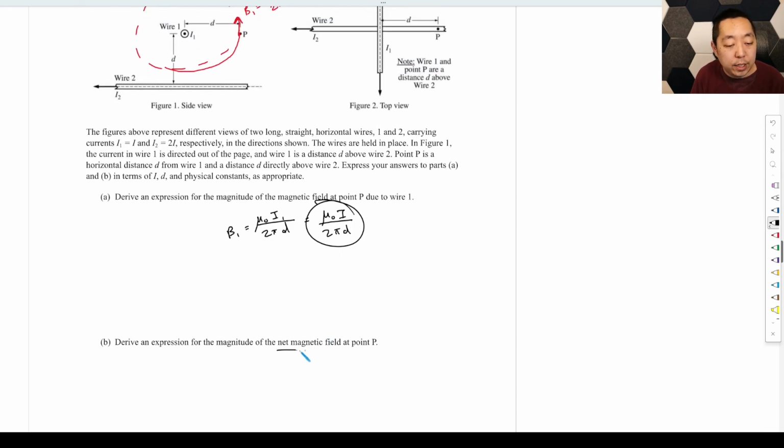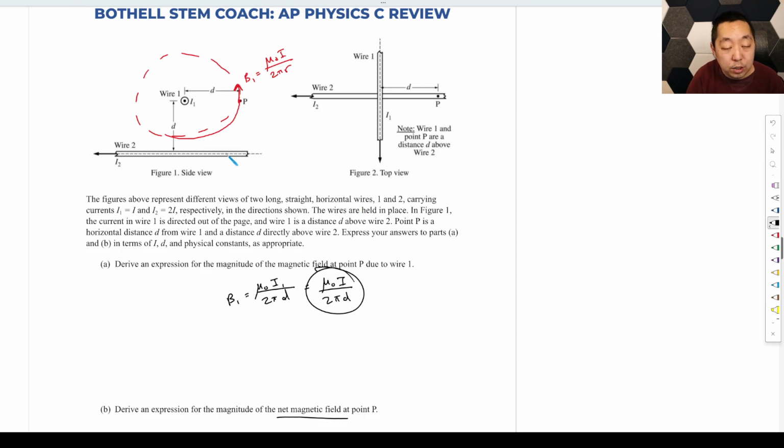Now we want the net magnetic field at point P. So wire 2 is also creating a magnetic field. If you think about this wire, my thumb's pointing to the left, so it's going to create a circle. And in front of this wire, it's going upwards. So it should be upwards here, then into the page, then around here, and then out of the page. And on the back side of the wire, it's going down on the other side because my thumb is pointing to the left, from my perspective.